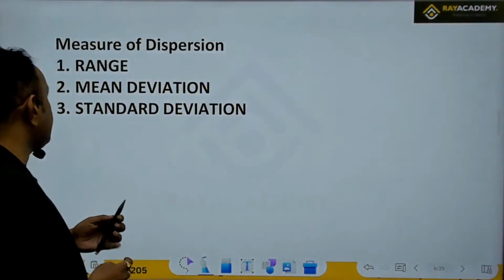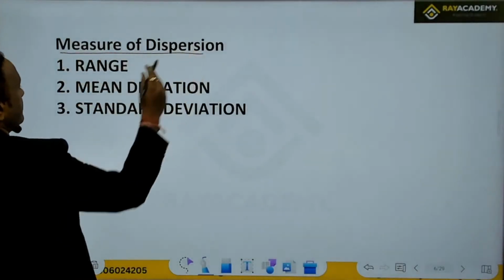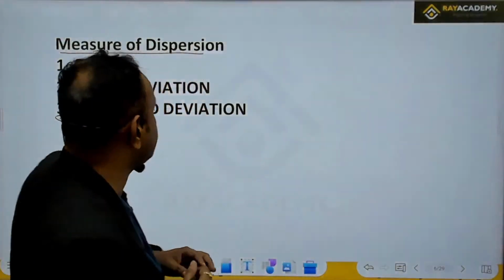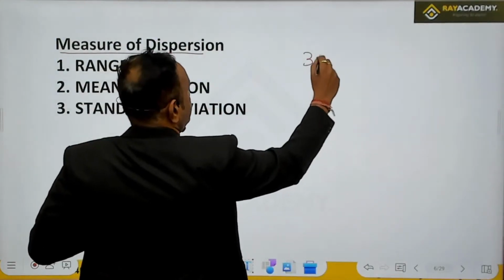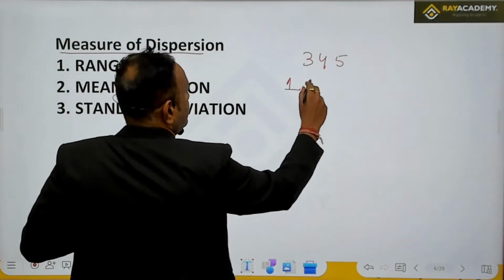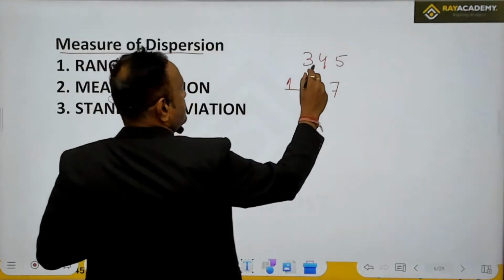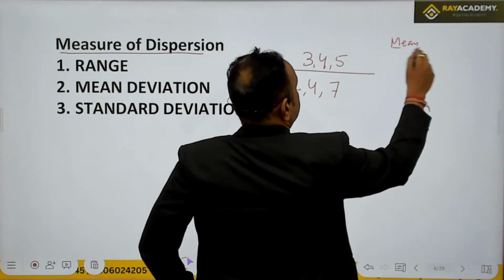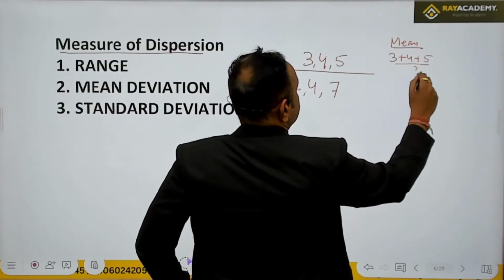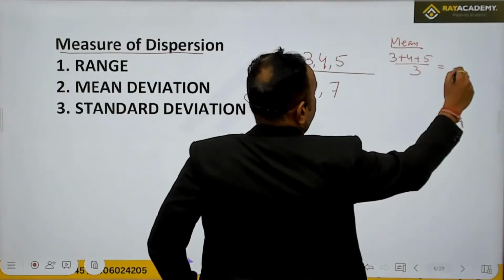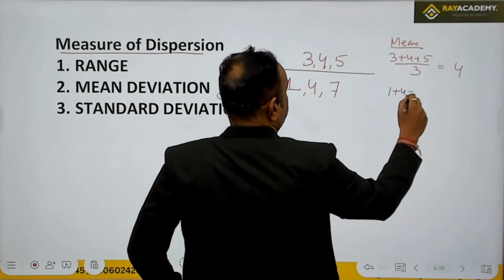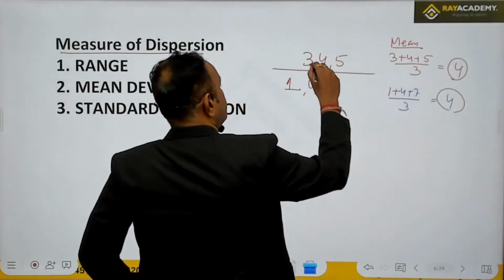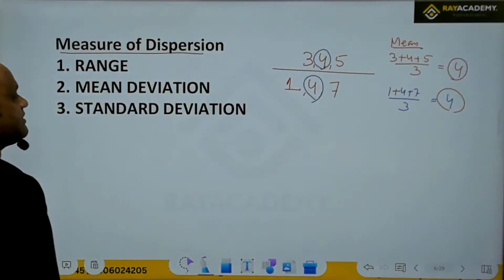But the next thing is called measure of dispersion. Dispersion means how much the data is dispersed from the middle point. Suppose a simple thing, 3 4 5, and the other is 1 4 7. Suppose one data set is 3 4 5. Its mean will be 3 plus 4 plus 5 by 3, that is 4. Similarly, the mean of 1 plus 4 plus 7 by 3 is also 4. So you see both data sets have mean 4, but how to differentiate these two data?